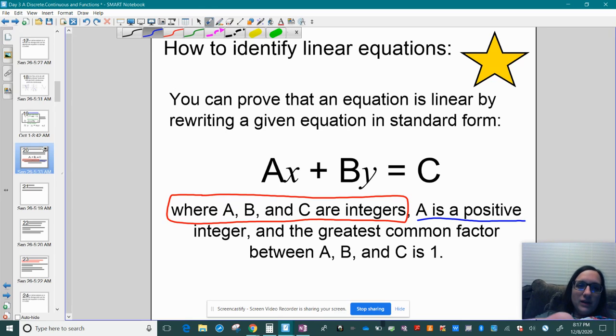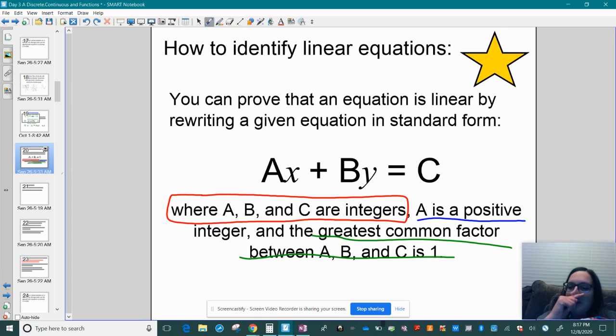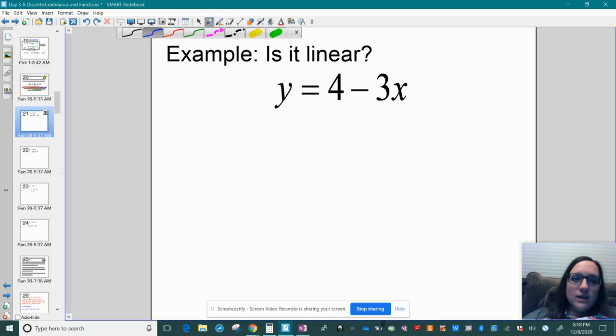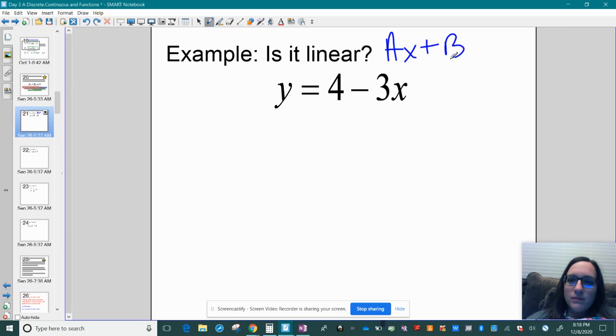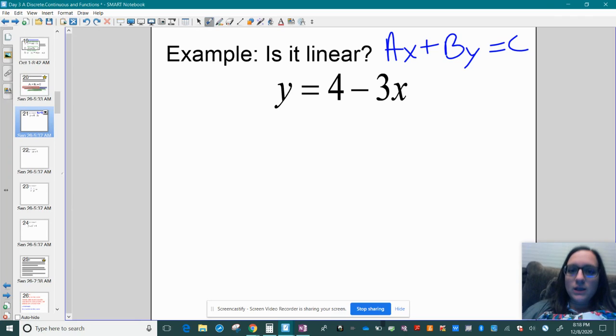Then our final thing is we can factor out a greatest common factor. So the greatest common factor between A, B, and C is 1. So if we factor everything else out and we get 1 and done, good to go. We'll look at a few examples of these. So it's always helpful to write ax plus by is equal to c. That way we know that's what we want it to look like.